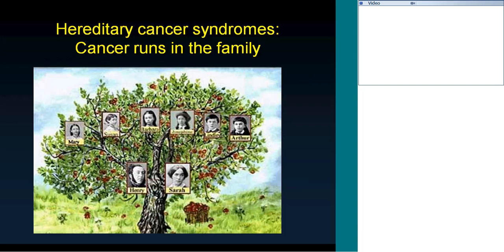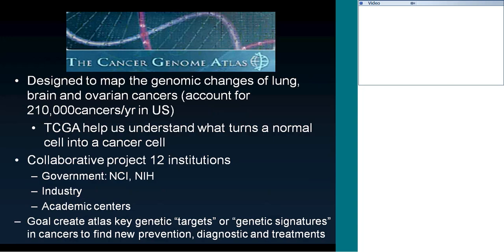Now, in some cases we understand, and I put this picture up just to show an image, that cancer can run in the family, and we've learned an awful lot about some of the common mutations that occur in these individuals. I'll speak about that a little bit later with respect to some of the research that we know and also some of the new research that's already come out of the TCGA project.